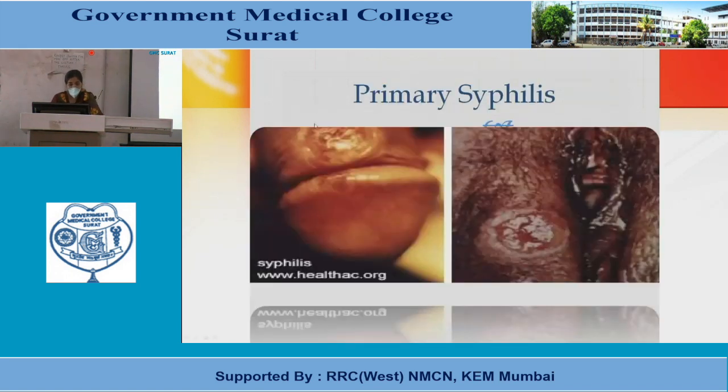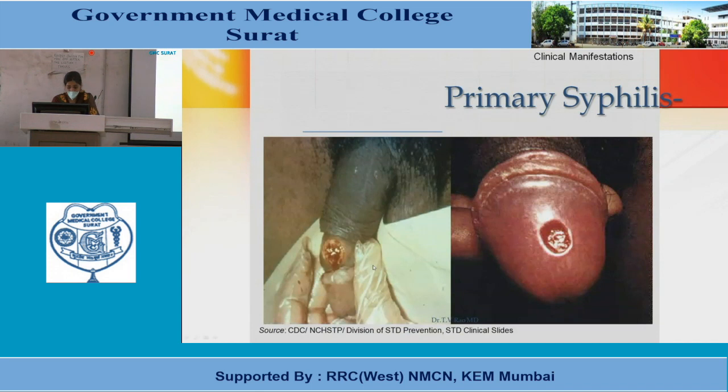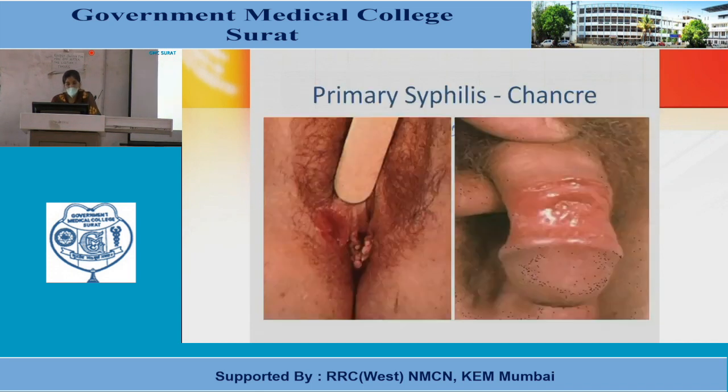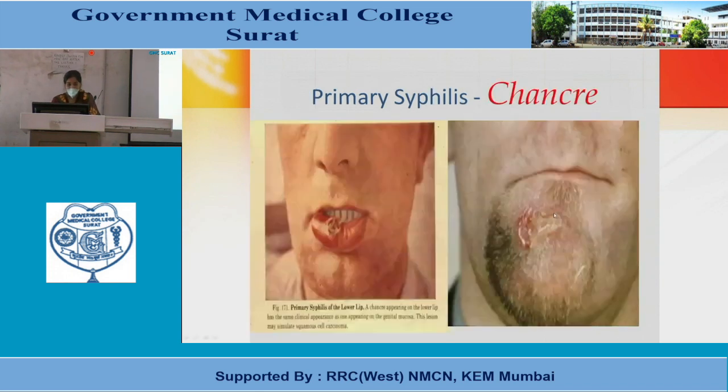So this is an example of primary syphilis, over here in the vagina. Okay, a clear-cut picture of primary syphilis. You can see a single lesion over here, right? These are chancres on the lips.